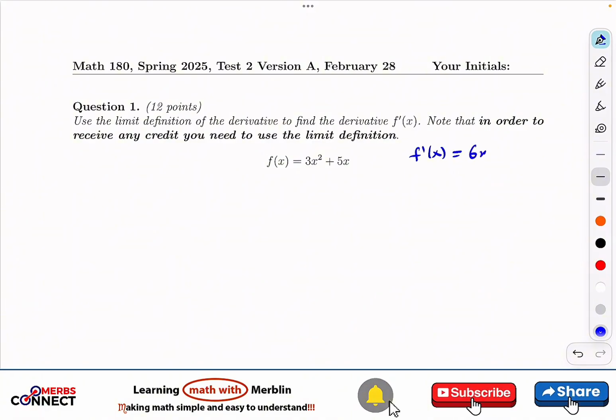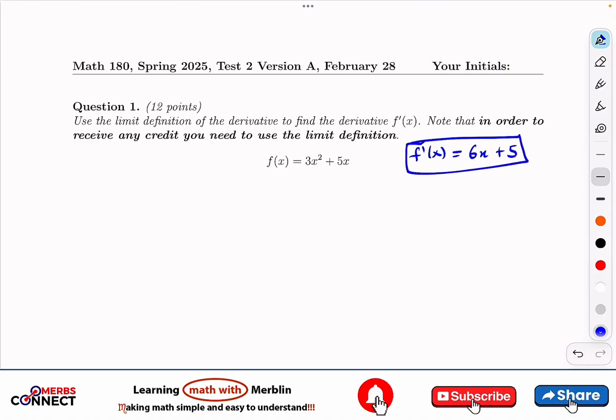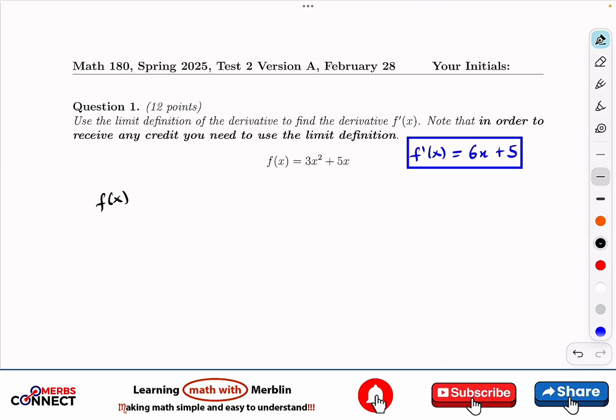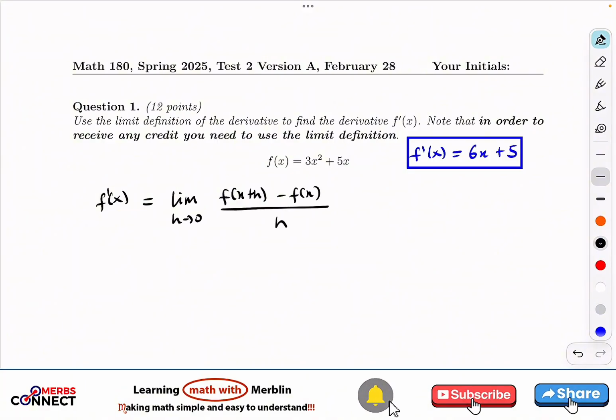This is going to give us 6x plus 5. So this is what we are going to work towards. This is what you are going to work towards. So now let's write the limit definition down. So f prime of x is equal to limit as h is approaching 0, f of x plus h minus f of x divided by h. So this is what you are going to get.